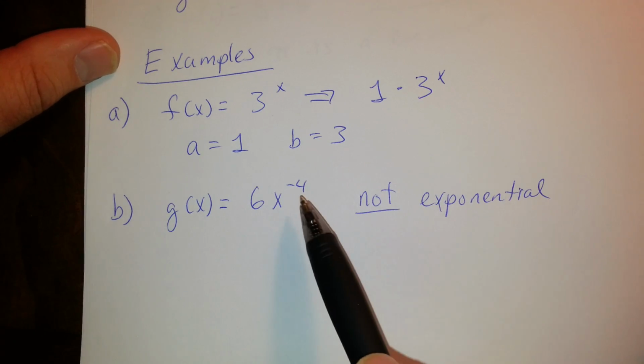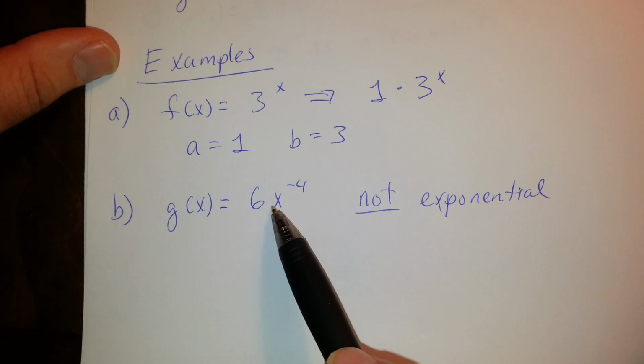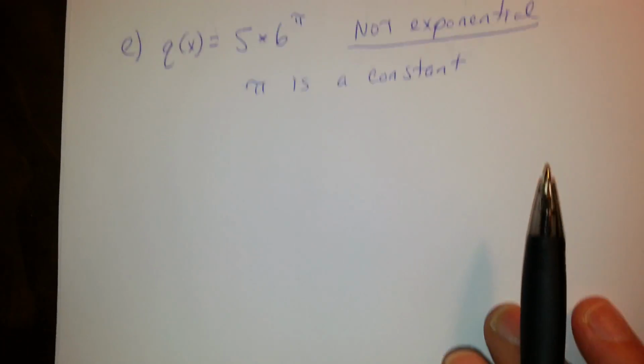g of x equals 6 times x to the negative 4. Again, not exponential. My x is not an exponent. That's a base, okay? So x is not an exponent. This is not an exponential function, okay? All right, example C.